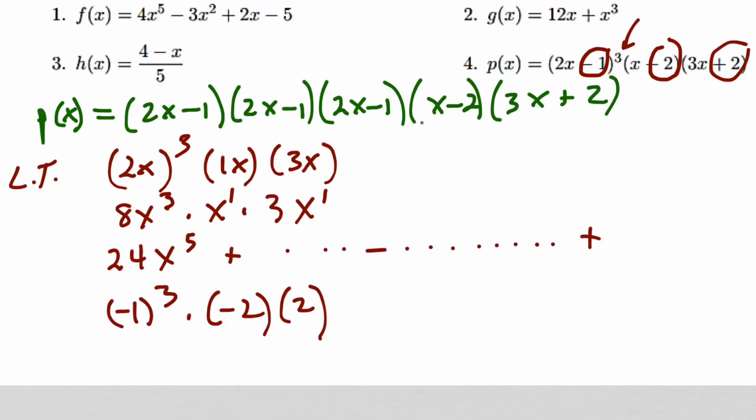And those don't have any powers over here on the factors, like this one had a cube. All right, now if I multiply that out, I'm going to get negative 1 times negative 2 times 2, which is equal to positive 2 times 2, which is equal to 4. Okay, so that means my last term, my constant, is going to be 4.